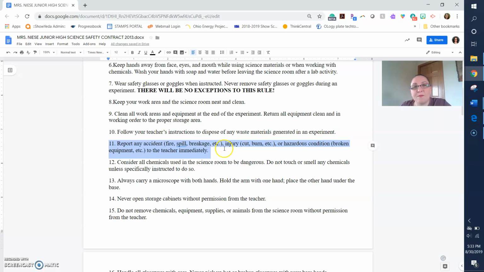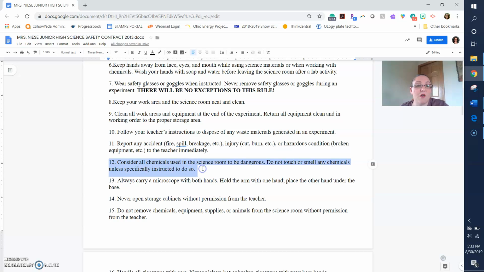Report any accident to me. I would rather know about it than not know about it. That way I can handle it properly. I'm not going to get mad over an accident. So an accident is considered a fire, a spill, a breakage, an injury, a cut, a burn, broken equipment. Make sure that you're telling me as soon as it happens.